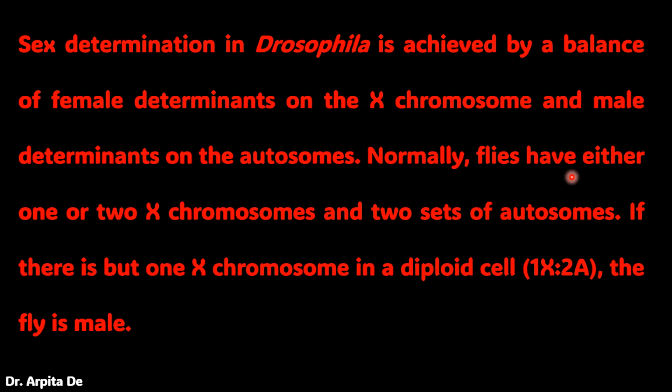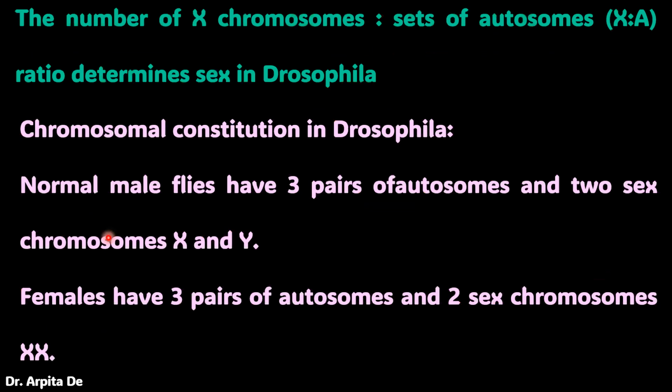Normally flies have either one or two X chromosomes and two sets of autosomes. If there is but one X chromosome in a diploid cell, that is, if this is the ratio of X and A, that is autosome, the fly is male. The ratio between the number of X chromosomes and the sets of autosomes, the ratio of X and A, determines sex in Drosophila, right?